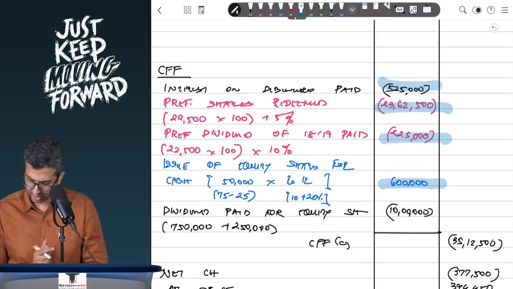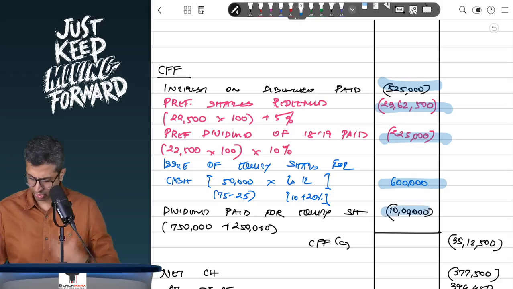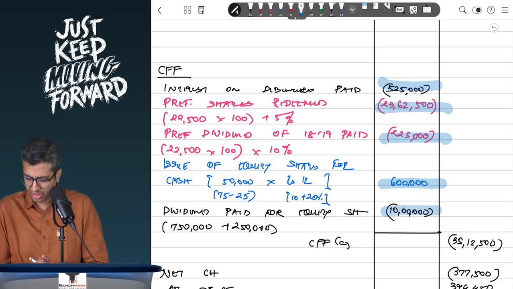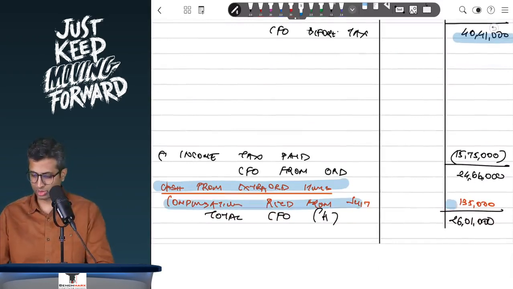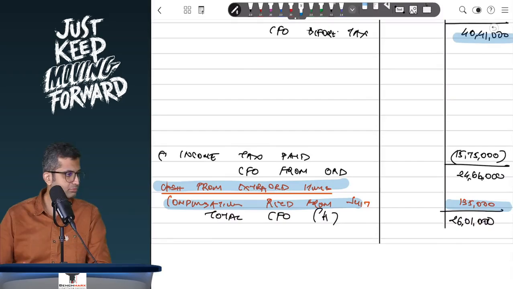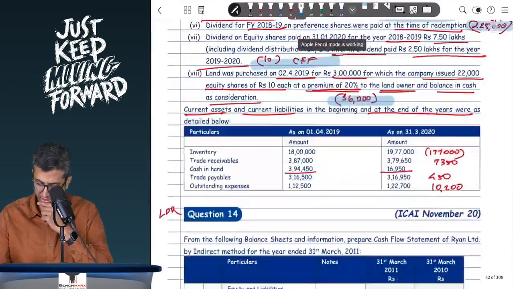Issue of equity shares for cash, 6 lakhs, preference dividend paid, preference shares redeemed, interest on debentures separately, which was there at the beginning, and then dividend. The only thing over here is this extraordinary items, compensation from this lawsuit will be shown separately at the end. So this kind of takes care of question number 13.